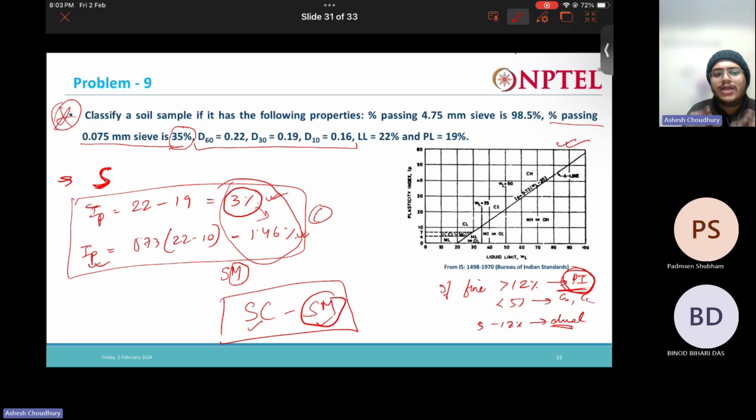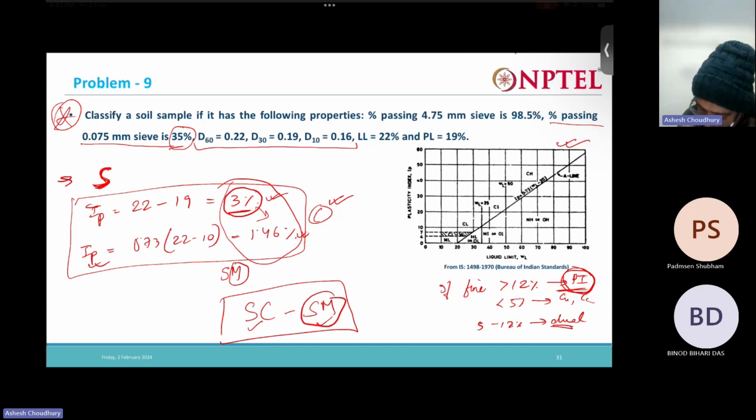From this, what you say is that obviously it plots above the A line, so it should be clay. Fine, I agree with you. It should be clay. So once you get C. But one more thing that you have to consider is that this 3% is less than this. Here, less than 4%.